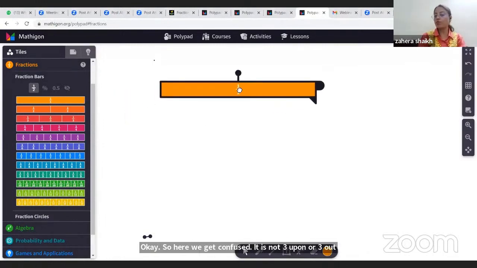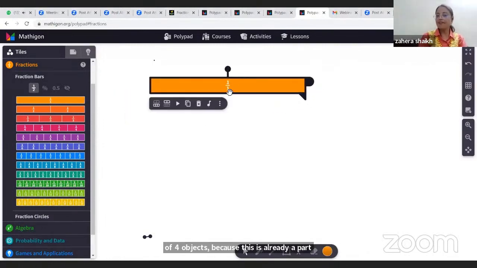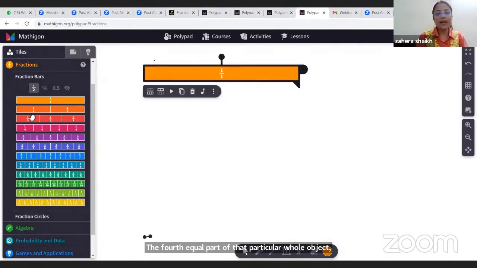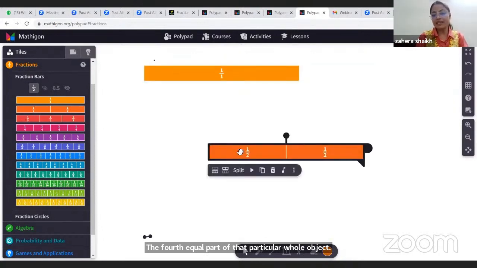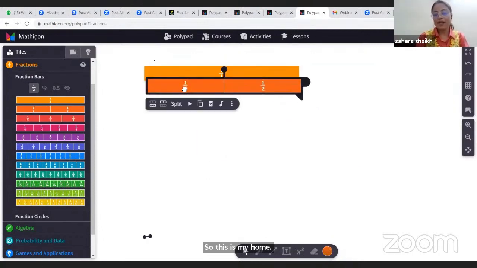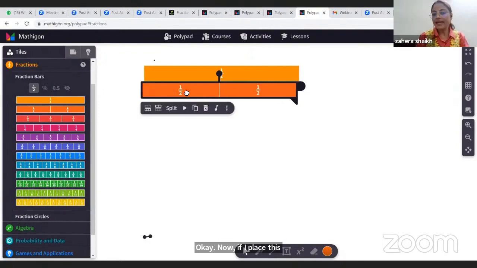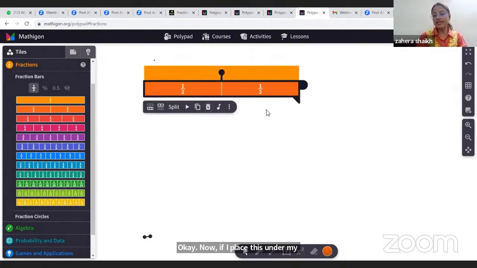I cannot say 4 object at all. That is already the fourth part of an object, a whole object, the fourth equal part of that particular whole object. So this is my whole. Now, if I place this under my whole, clearly I can make my learners understand that this whole is divided into two equal parts, and each part is known as half.